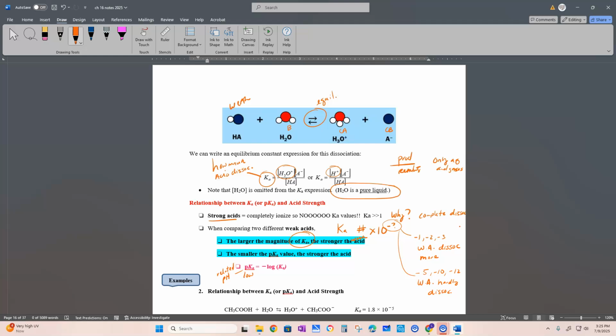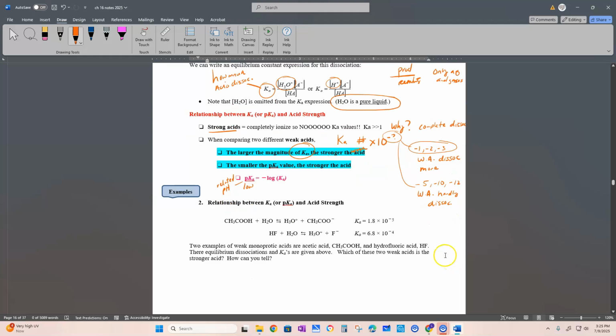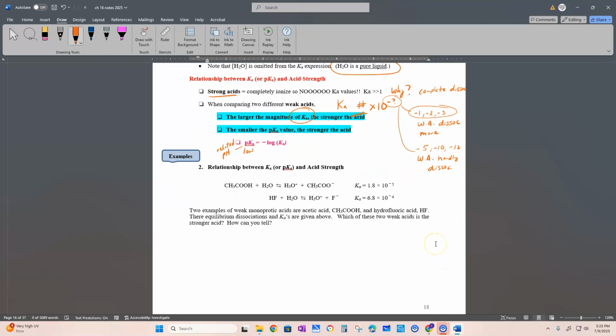So the larger the Ka, if I have my exponents, -1, 2, 3, even 4, the stronger the acid. Okay? The smaller the pKa, the stronger the acid. So what if AP gave you this equation? Calculate, or notice the relationship.